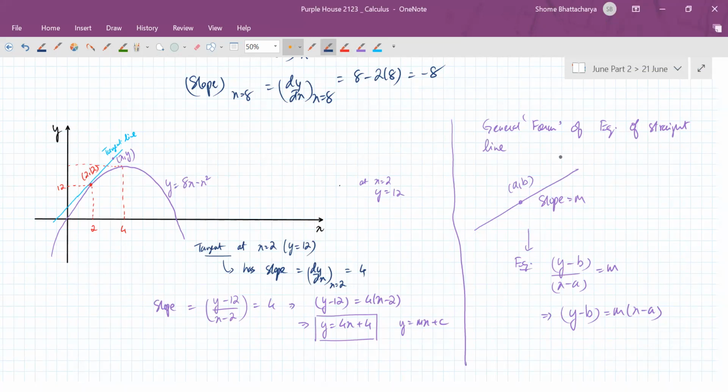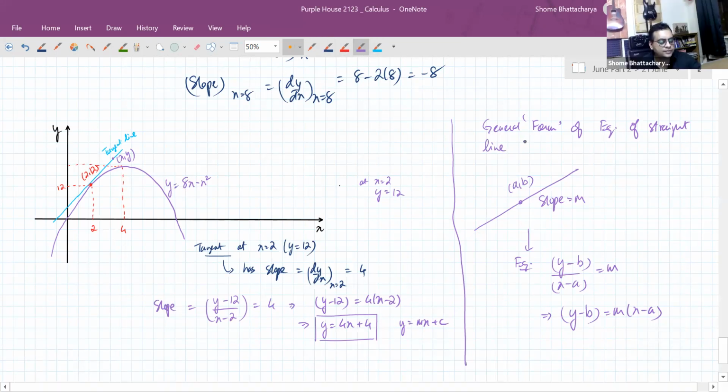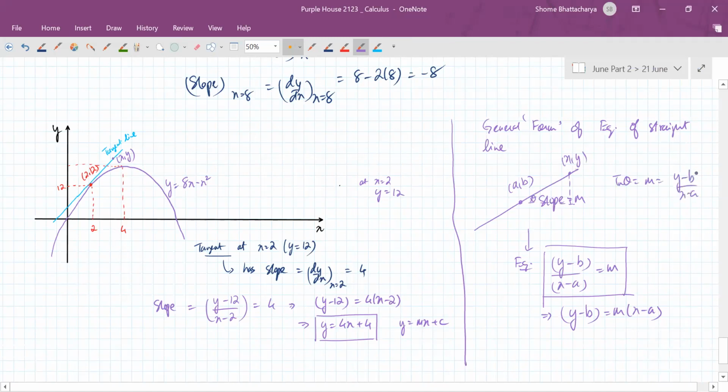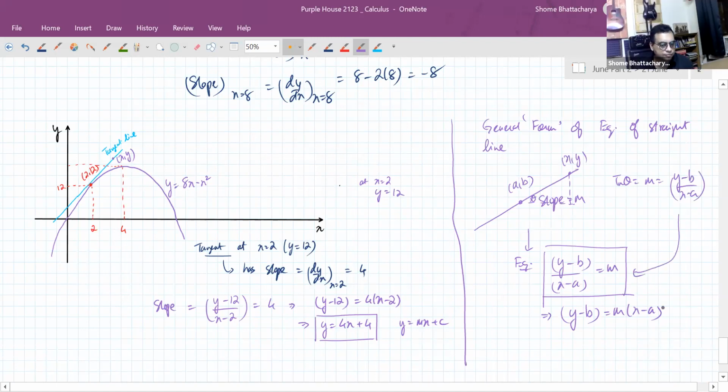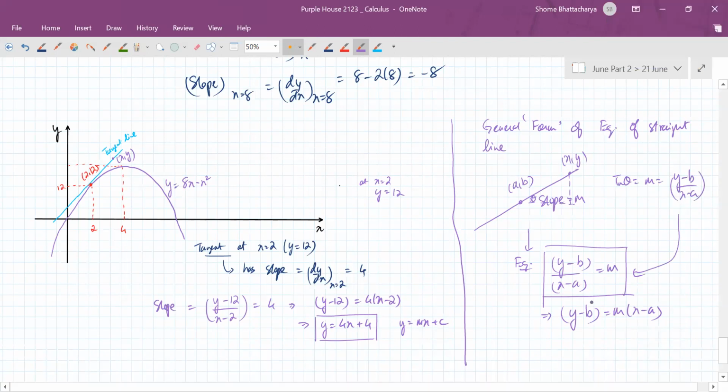Okay, so in terms of slope, how do we write the equation of a straight line which passes through a point a comma b and has a slope equal to m? This is the form of the line: y minus b upon x minus a is equal to the slope. If we select any other point on the line, x comma y, this tan theta is the slope, so it is equal to y minus b upon x minus a. So this formula comes from here only. Is it clear now? Yes, sir. Okay.